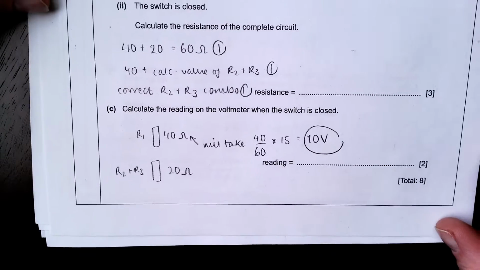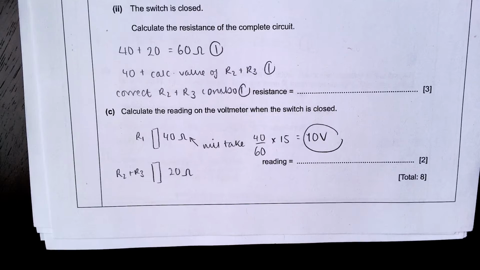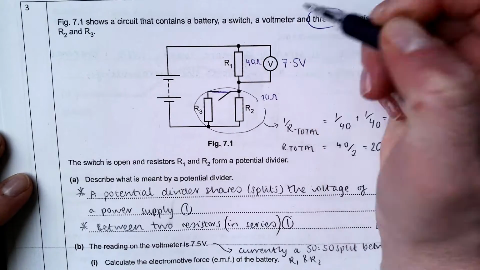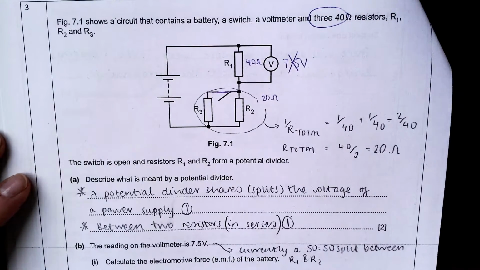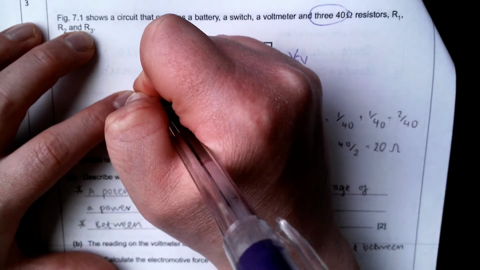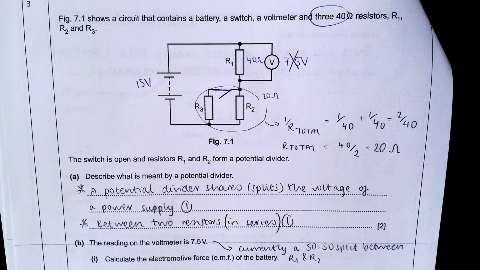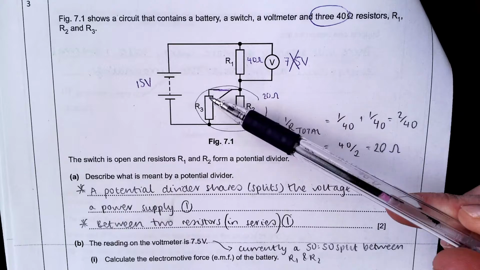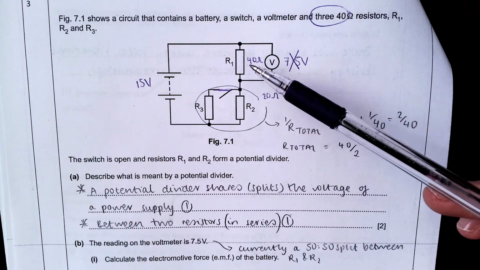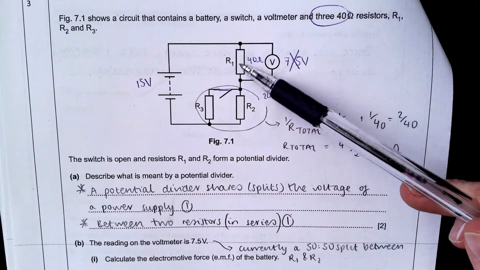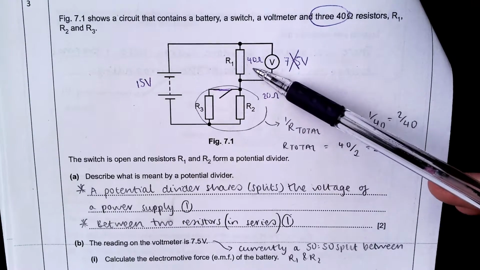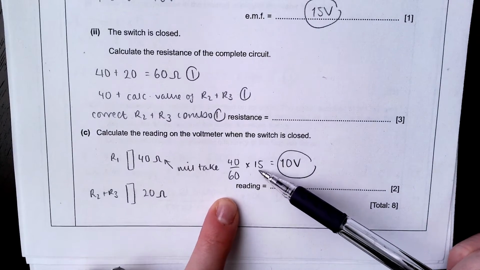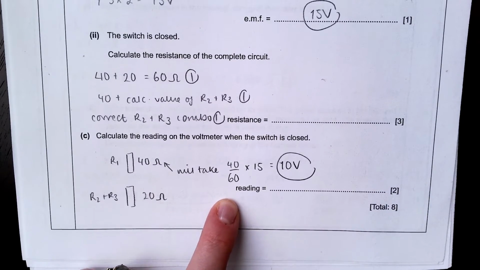So then it says, calculate the reading on the voltmeter when the switch is closed. So we know that when the switch is closed, the voltmeter now is going to read a different number. So it's not going to read 7.5. Okay, we know that this is a 15 volt supply now because we worked it out in part B. We know that this is a 40 ohm resistor and this section is worth 20 ohms. So this is going to take a 40 out of 60 share because the total resistance was 60. R1 is only 40 out of that 60. So it takes a 40 out of 60 share of the total available, gives me 10 volts.